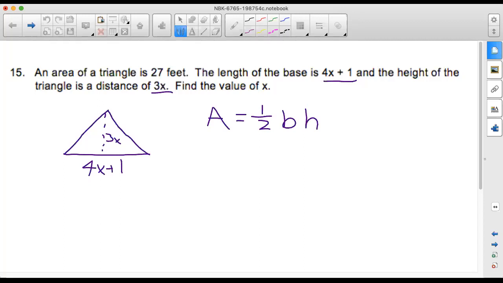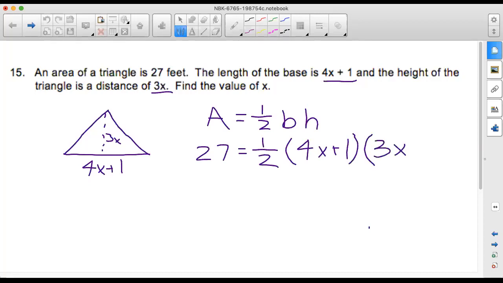Perfect. So what is our given area of the triangle? What did they say? 27. Good, 27. 1/2. Our base is that 4x plus 1. And then height is 3x. Good. Then you'd multiply through on this side. Questions on the setup?